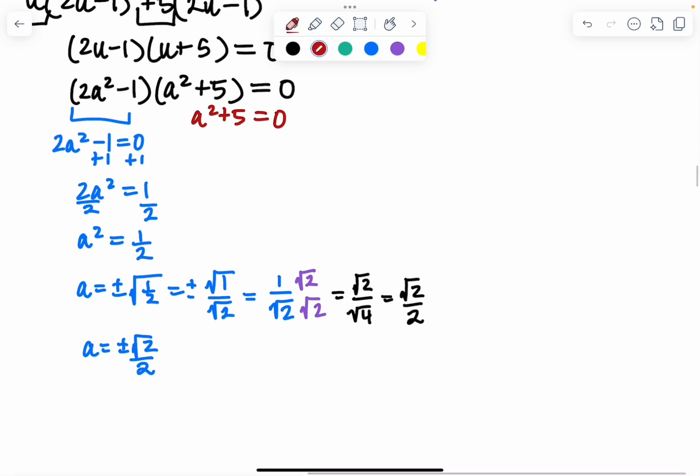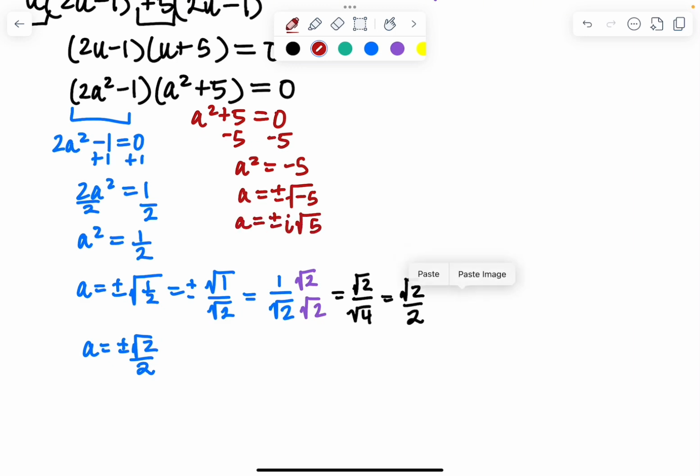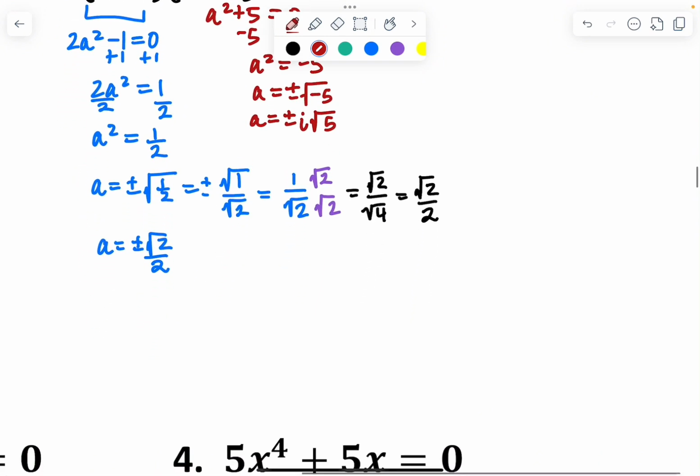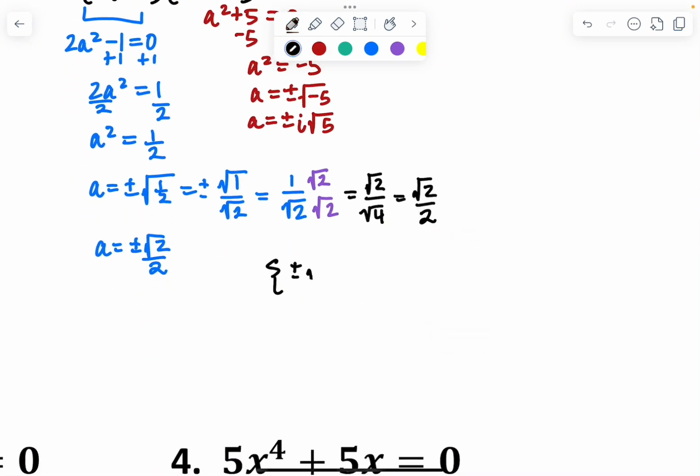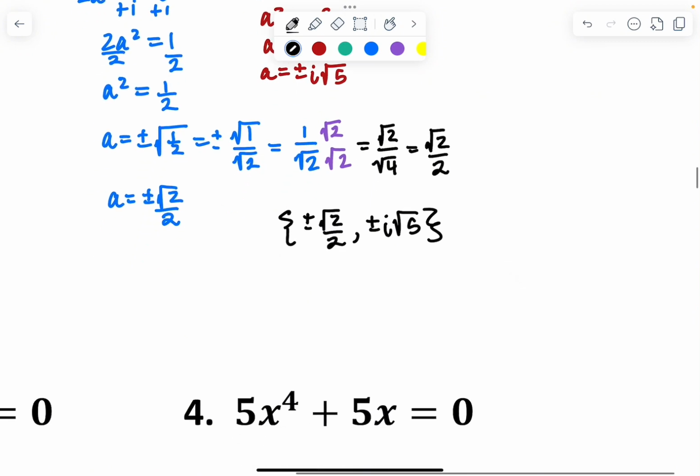On the right side, we subtract 5 from both sides. And then when we take the square root, all we have to do is take an i outside the radical. And that would be our final answer there. And so our 4 solutions is the positive and negative square root of 2 over 2. That's 2 of our solutions. And then positive, negative, i square root of 5 would be the other 2.